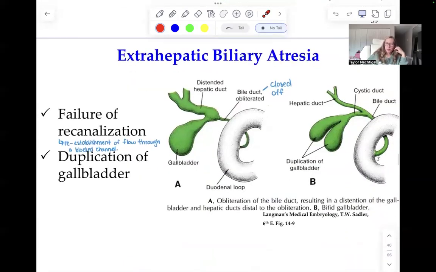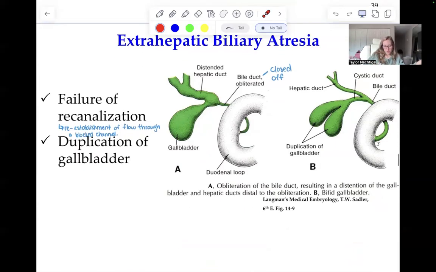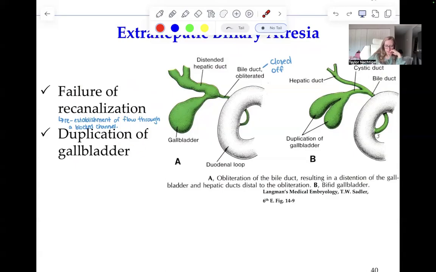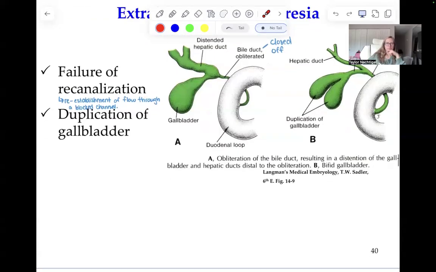Okay, another atresia. Remember, atresia is a full blockage of a canal or a tube so that fluid or secretions or whatever is not able to pass through it when it should. So remember, the canalization was the closure of the tube because you have proliferating endoderm cells. So we have a failure of recanalization and extrahepatic biliary atresia. That's one problem that we can see in fetal development. The other is we can actually get a duplication of the gallbladder, so we can have two. I don't know what the clinical significance of that is, if it's a problem or not.